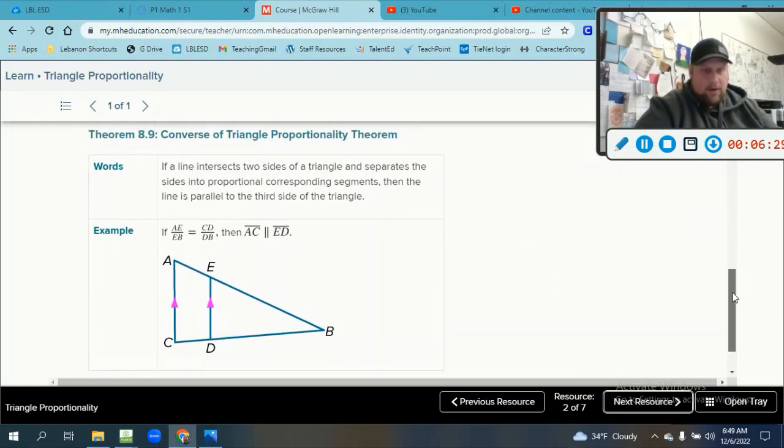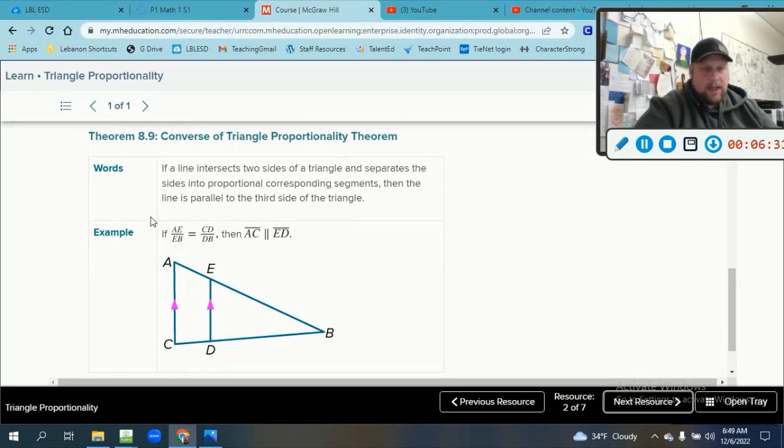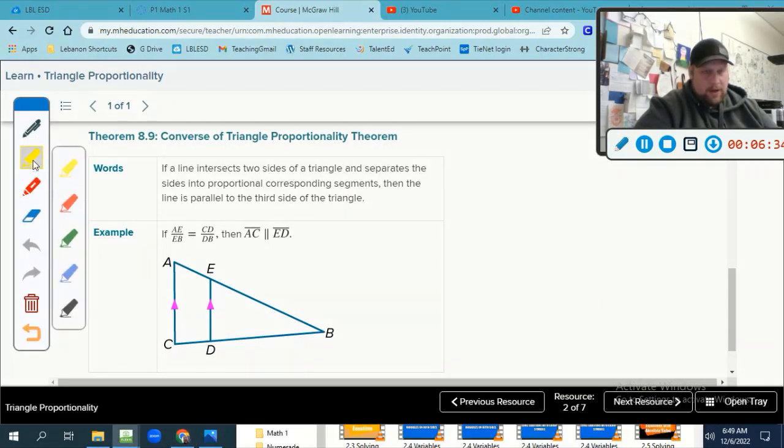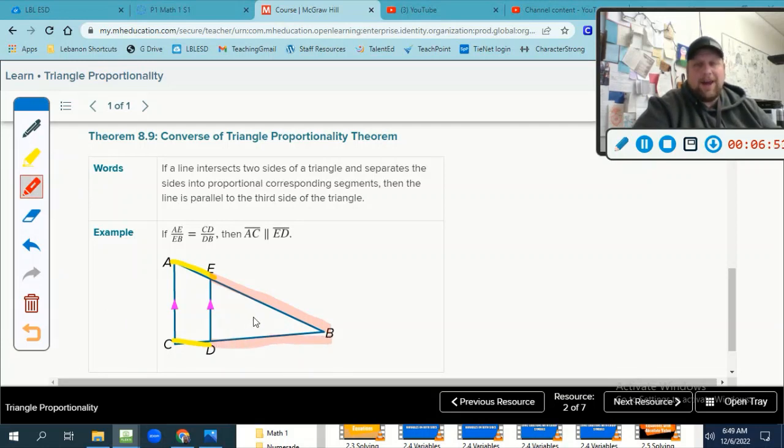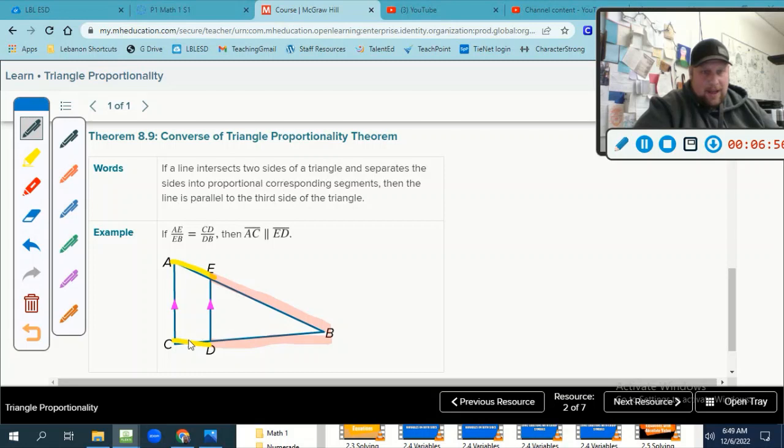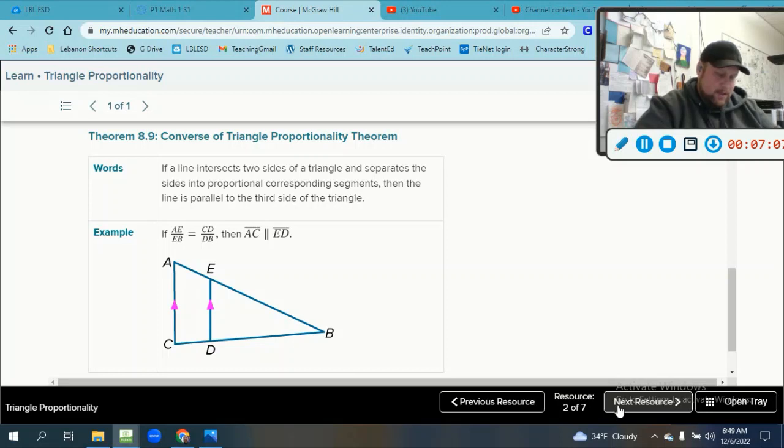Okay, now Theorem 8.9 is just the opposite. It says, if we're starting from the point that AE divided by EB is equal to CD divided by DB, if that proportionality exists, then it must be that AC is parallel to ED, okay? We're just going backwards. Again, pause this, write it down. I'm moving on to the next thing.